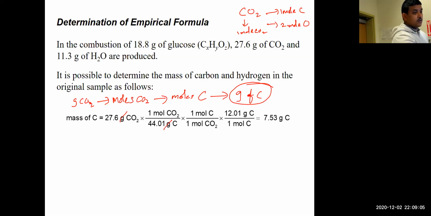So from here, you can cancel grams of CO2. It should say CO2, mistake. Grams of CO2 to grams of CO2, and then you are going to use the conversion factor of 1 mole of carbon over 1 mole of CO2 to cancel the CO2s, and you're going to convert the 1 mole of carbon with the carbon molar mass, and you're going to end up with the units of grams of carbon.